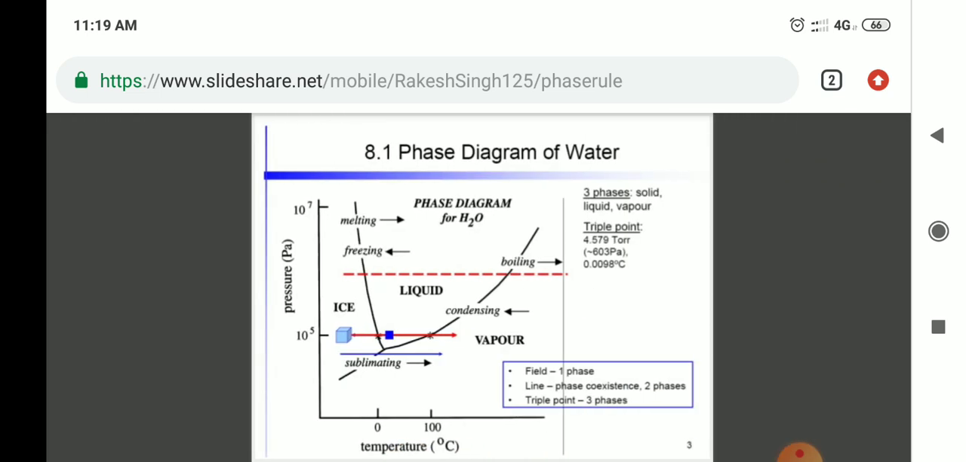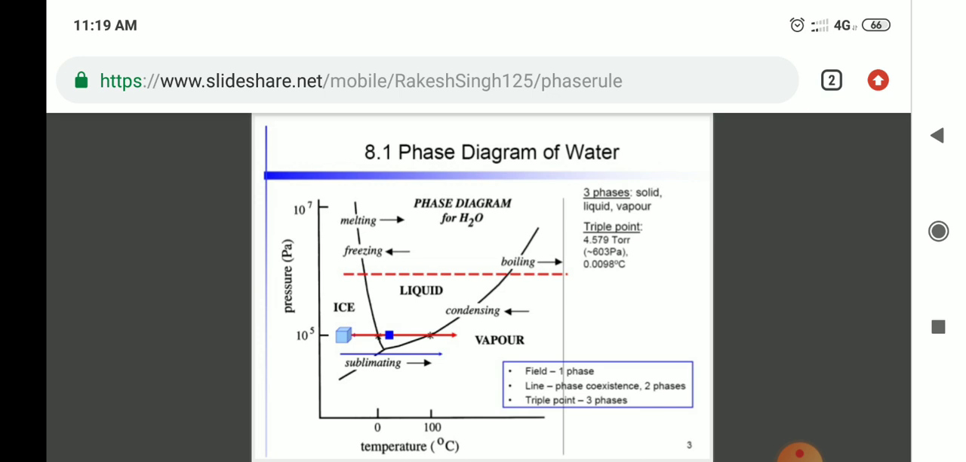Second is the phase diagram of water. The phase diagram of water is a statement of the phase rule. The number of phases present in equilibrium is three, and the number of components is 1. Why one component? Water is the only component in the phase diagram. The three phases are solid, liquid and vapor, and the triple point is 4.579 Torr.